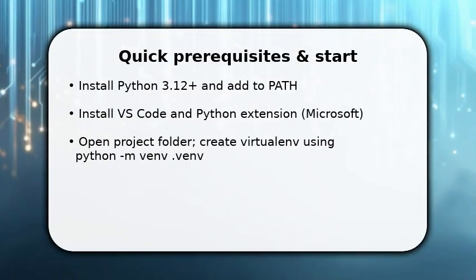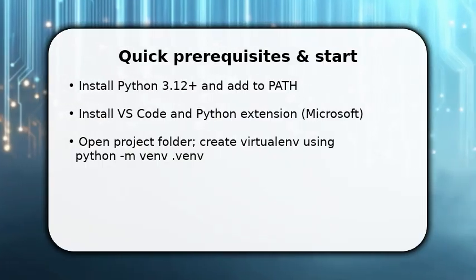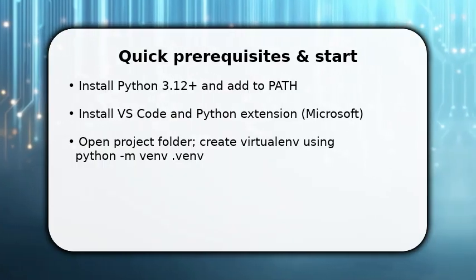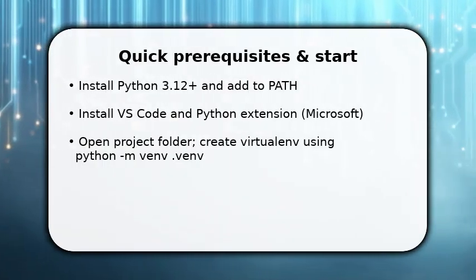You begin by confirming Python 3.12 or newer is on PATH and creating a project folder. Once done, open that folder in VS Code and install the official Python extension.